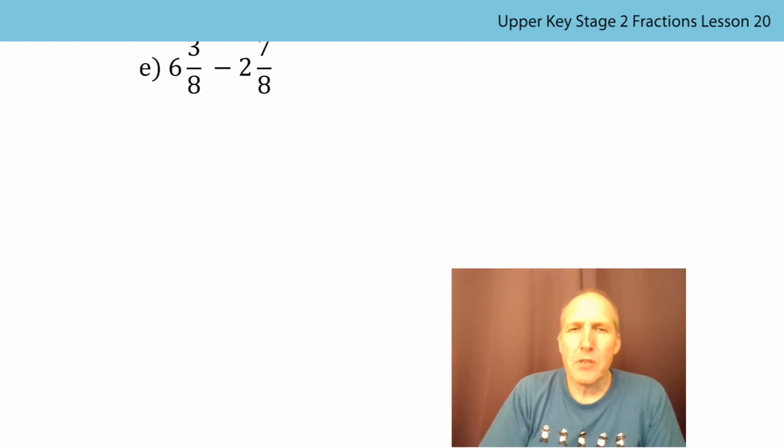Finally, for these questions, we have 6 3/8 minus 2 7/8. What did you think? Well, already I'm thinking this looks tricky because the 7/8 in the subtrahend is larger than the 3/8 in the minuend. There's going to need to be some bridging. Now there are quite a few different methods you could use here. Mrs. Furlong used a number line, so let's see that method again.